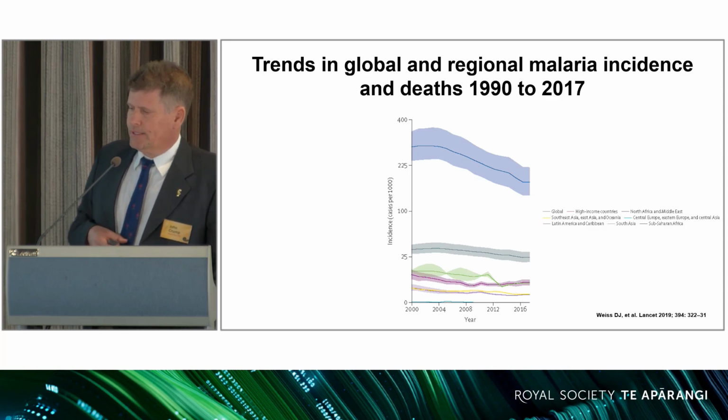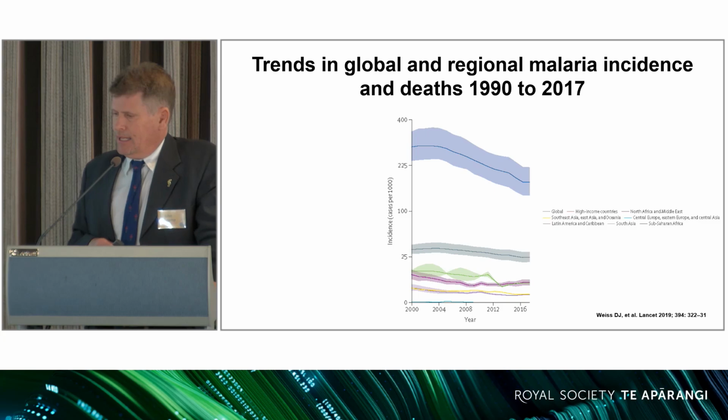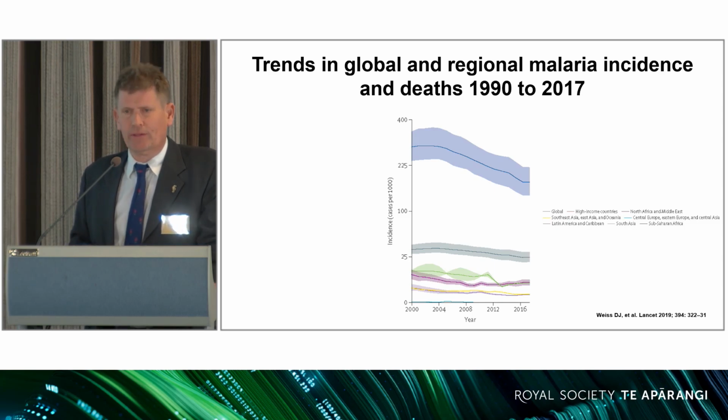This graph shows trends in global malaria incidence from 1990 through 2017, in purple, and in sub-Saharan Africa in grey. And as you can see, global malaria incidence has been declining since 2004. And I could show you graphs with similar, if not more marked declines in malaria deaths over the same period.